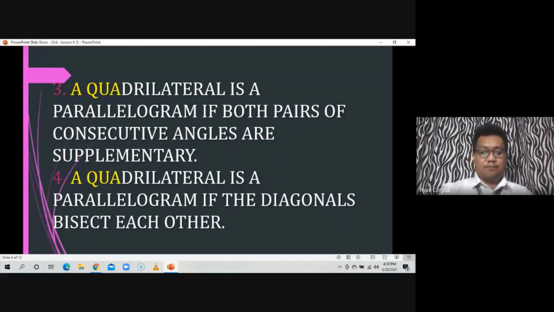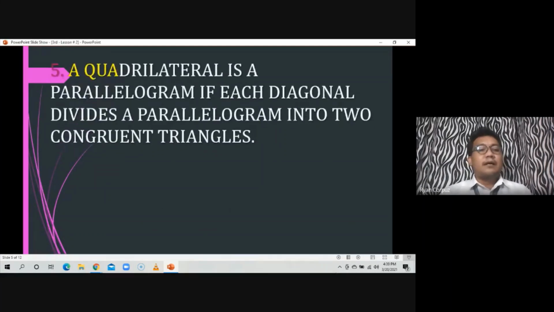So, yun yung fourth. Next, number 5, a quadrilateral is a parallelogram if each diagonal divides a parallelogram into two congruent triangles. So dapat, when you draw a diagonal in a given parallelogram, hinahati niya dapat yun into two congruent triangles. So, in that way, we can guarantee that a quadrilateral is a parallelogram.